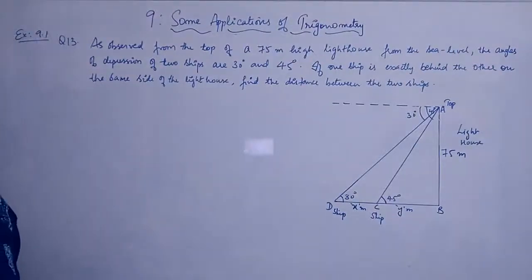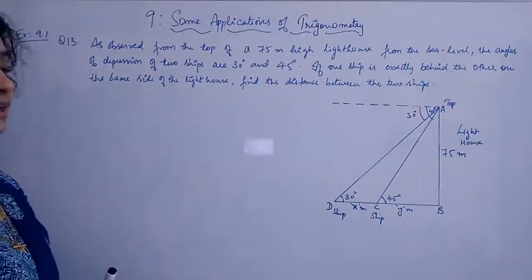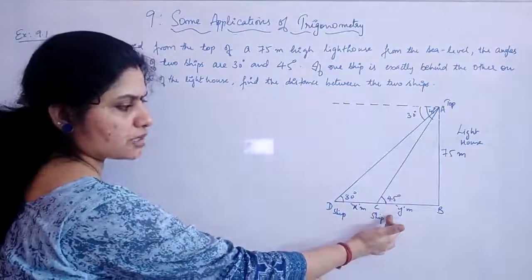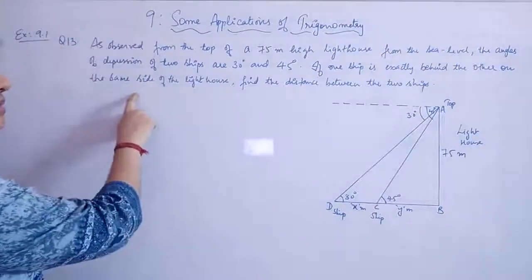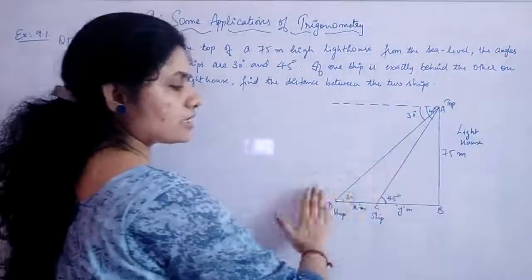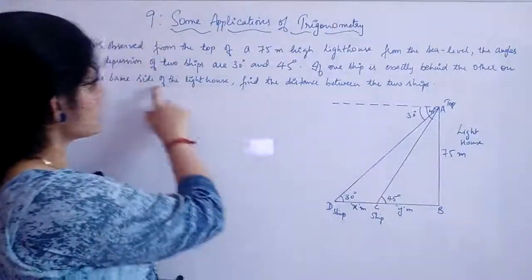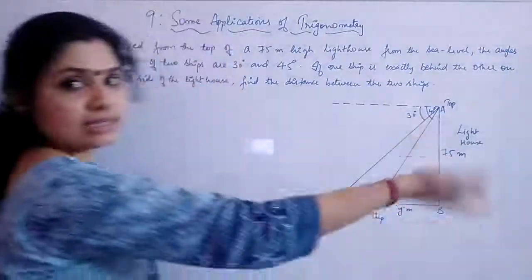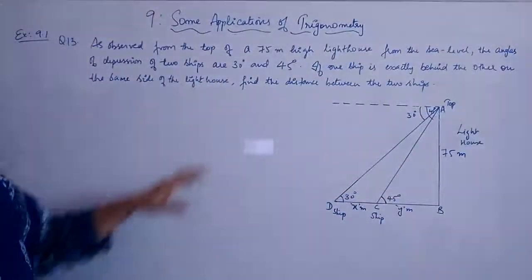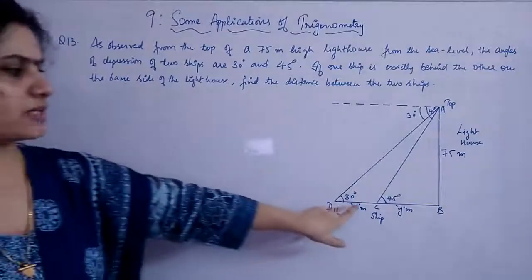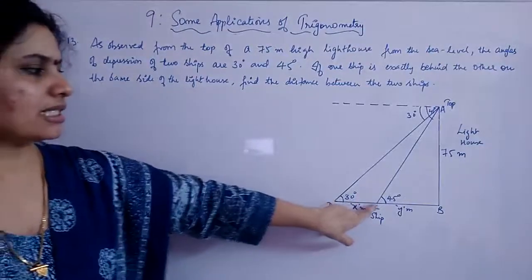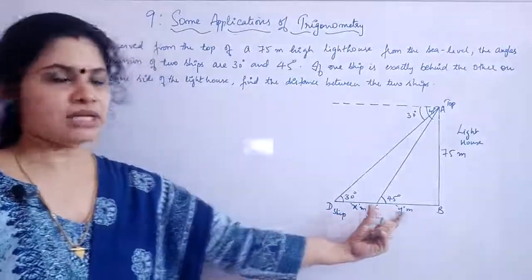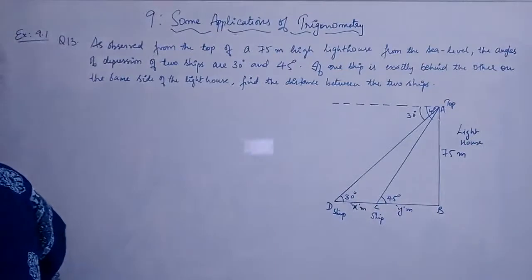Now what is given? If one ship is exactly behind the other, it means like this. If one ship is this, the other one is this, and they are saying that on the same side. That means if this is the lighthouse, both are on the same side of the lighthouse. Now if they were saying on the opposite side, one ship would be here and the other ship on the other side of the lighthouse. You have to get the distance between the two ships. That means you have to get DC. So let us take this DC as X and let us take BC as Y, so that we can find out easily the value of X, okay.